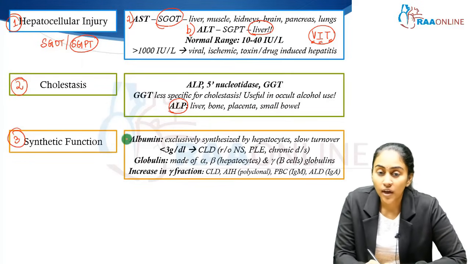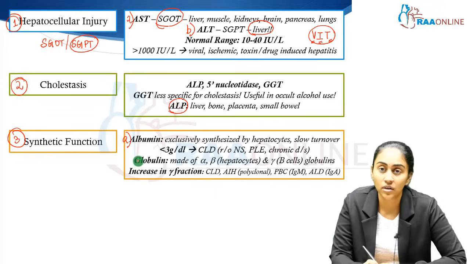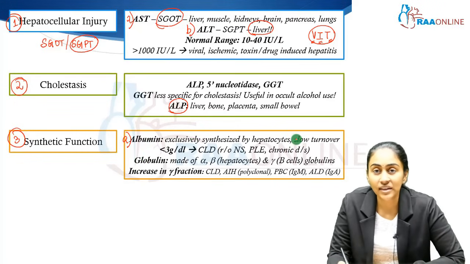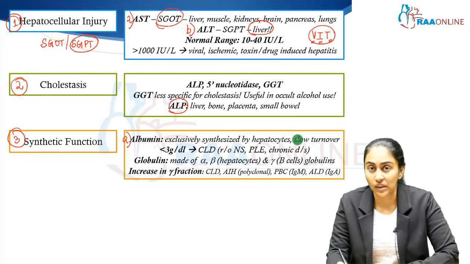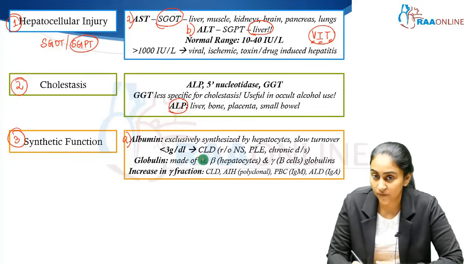So here we look at the albumin and globulin level. Now, albumin is a very good marker of the synthetic function of the liver. But the problem is that it has an extremely slow turnover. The half-life of albumin is about 18 to 20 days. So, although it is exclusively produced by the hepatocytes, because of the slow turnover, it's not a very great marker in picking up an acute decline in the synthetic function of the liver.